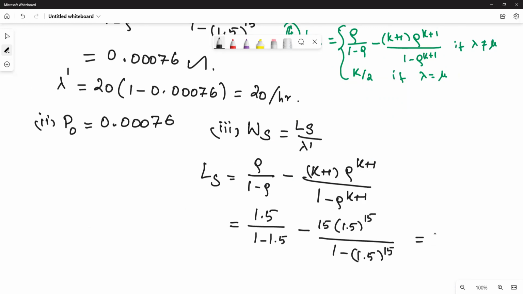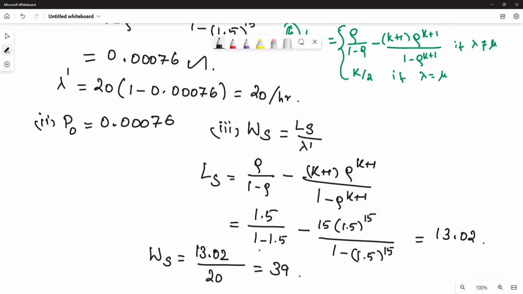Simplifying this, we get LS as 13.02. So WS, that is the waiting time in the system, is the patient's expected waiting time until a patient is discharged from the clinic. System is the clinic here. So WS is LS by lambda dash, that is 13.02 divided by lambda dash, which is 20. That is 0.65 hours, that is 39 minutes. The answer.